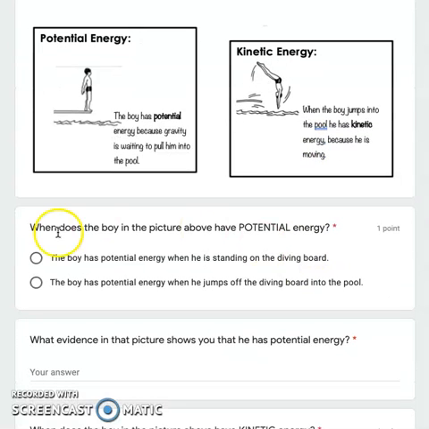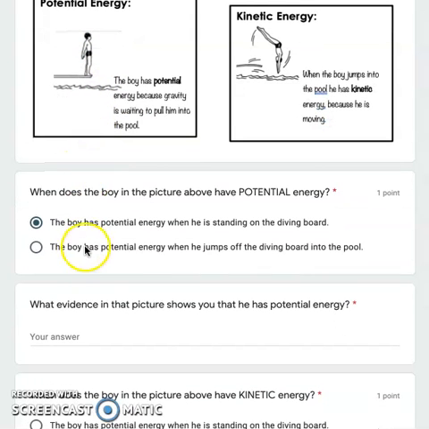So when does the boy in the picture have potential energy? Is it the boy has potential energy when he's standing on the diving board waiting to dive, or the boy has potential energy when he jumps off the diving board? Well, in my head, I'm thinking, okay, so I know that kinetic energy is the energy of motion. And I know if he's jumping off the pool, that means he's in motion. So that means that would be kinetic energy. So your answer would be he has potential energy when he's just standing there waiting.